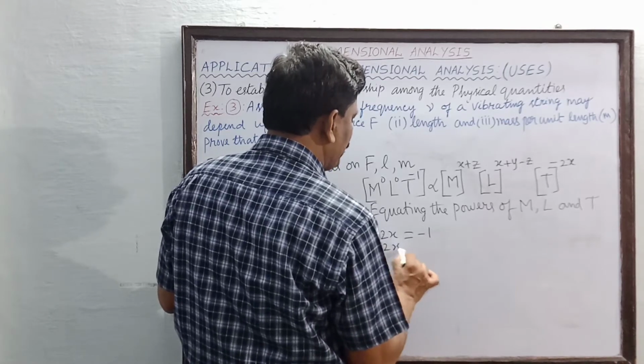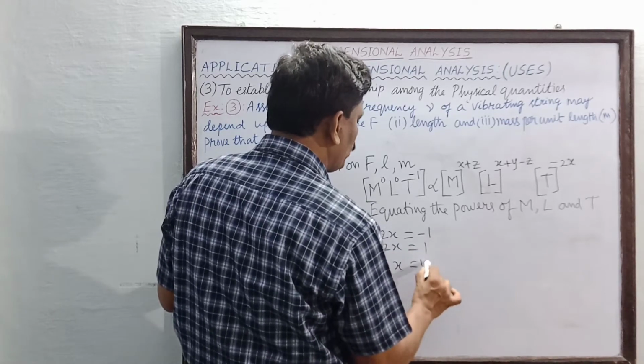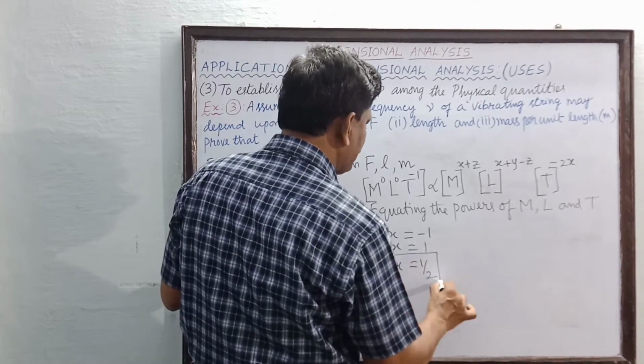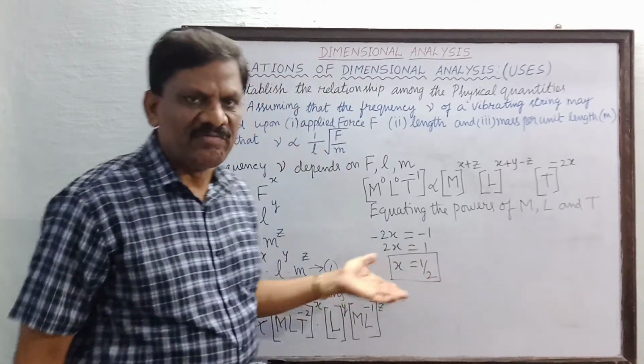Or 2x is equal to 1. Or x is equal to 1 by 2. So x is equal to 1 by 2 we have got comfortably.